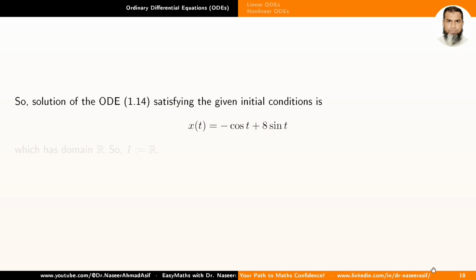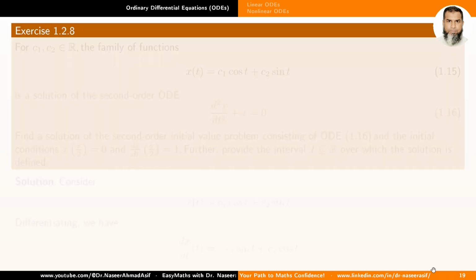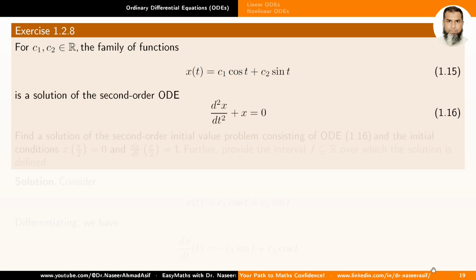So the solution of the ODE 1.14 satisfying the given initial condition is x of t is equal to minus cosine t plus 8 sin t. This function has domain R, so I is equal to R. Let's see another exercise. For c1, c2 belong to R, the family of functions x of t is equal to c1 cosine t plus c2 sin t is the solution of the second order ODE d2x by dt square plus x is equal to 0.